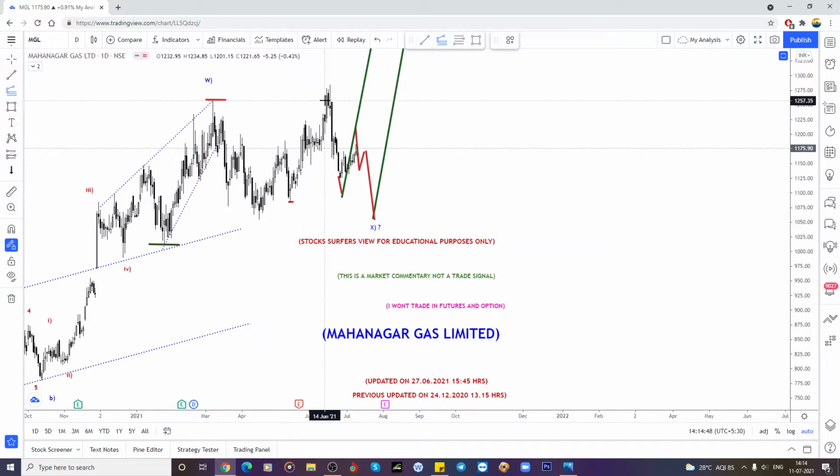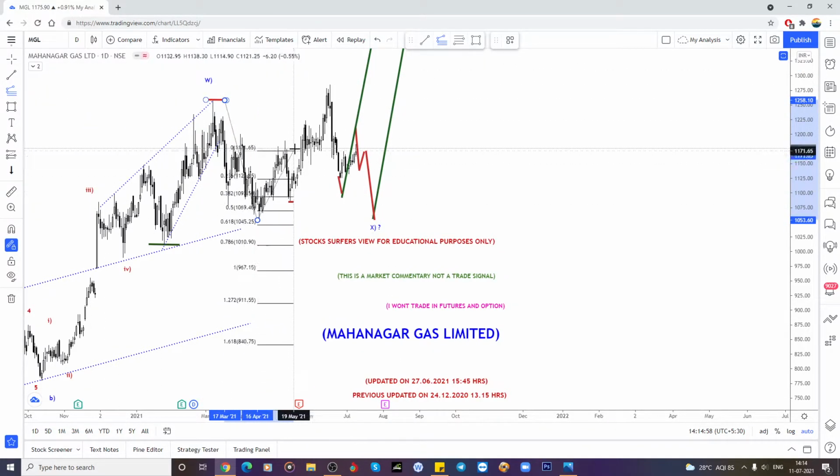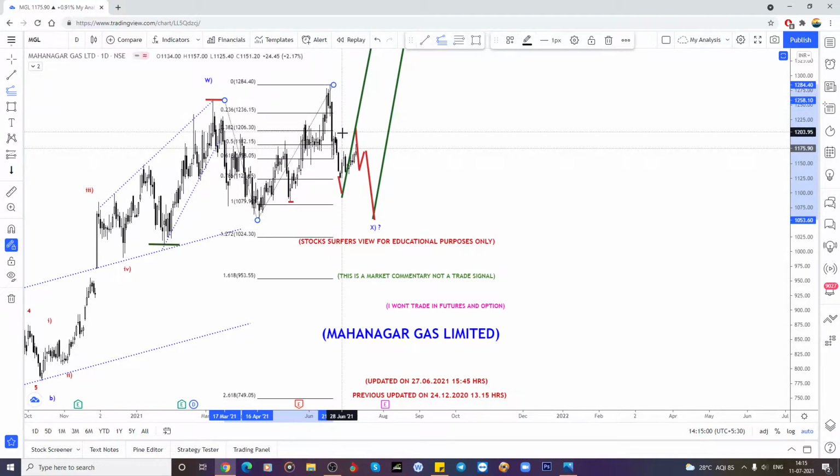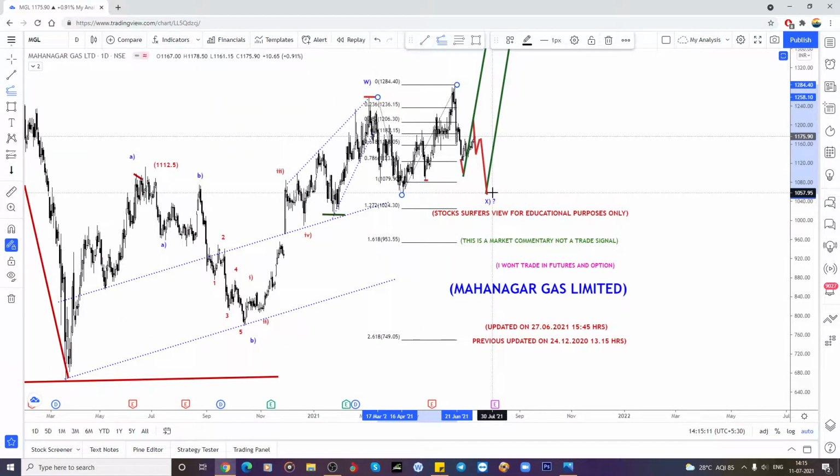If it is a WX, this could be again WX ABCY. So whether it is a running flat or an irregular or expanded flat, it has already done the 786 here for this wave length, so it is still valid to bounce from here also. If it comes only here, we need to be on the buy side.